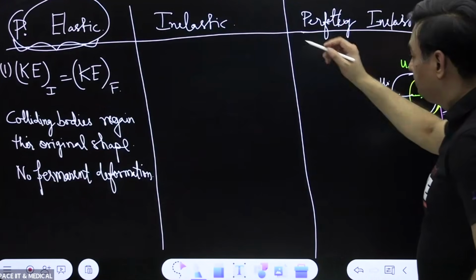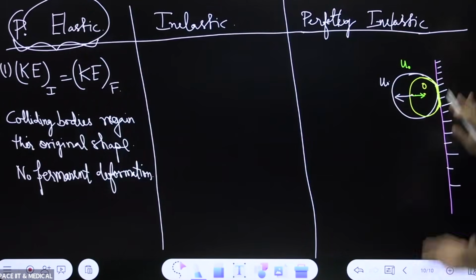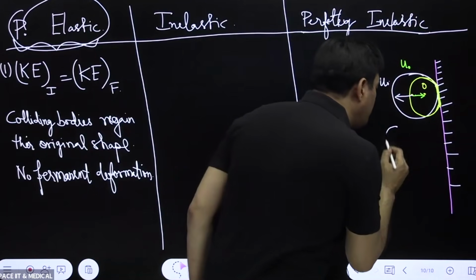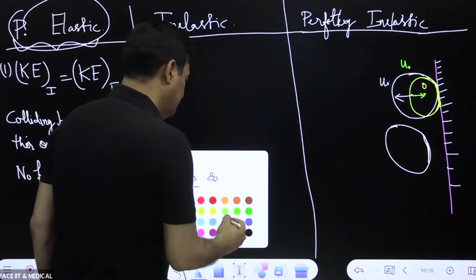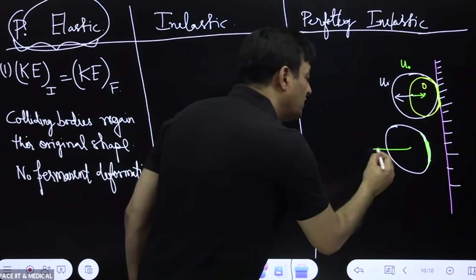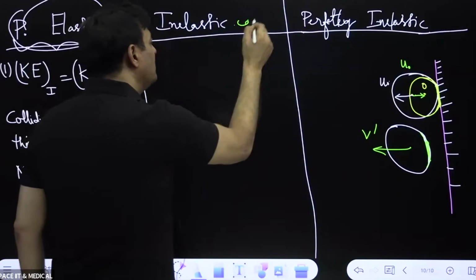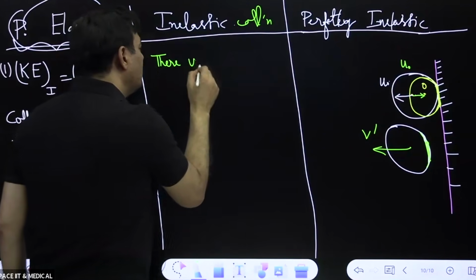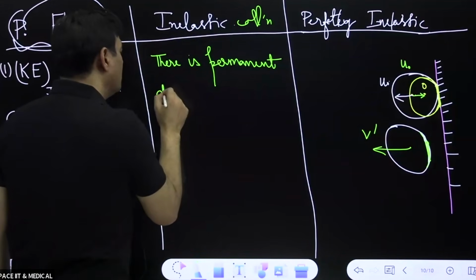Second, inelastic collision. In an inelastic collision, there is a permanent deformation. The ball will not get into its original shape. There may be some deformation that remains here. थोड़ा सा पिचक गई है बॉल, ये लो, और फिर वापस आई है. So the velocity will not remain the same. It will change. So for this inelastic collision, how will you recognize it? There is permanent deformation.